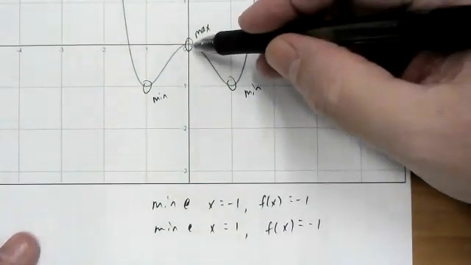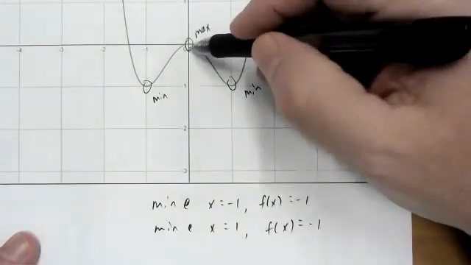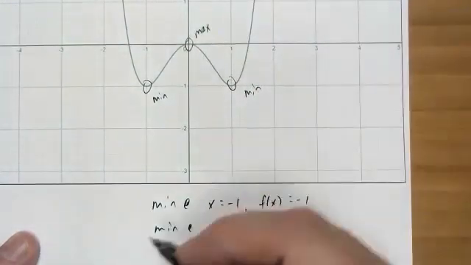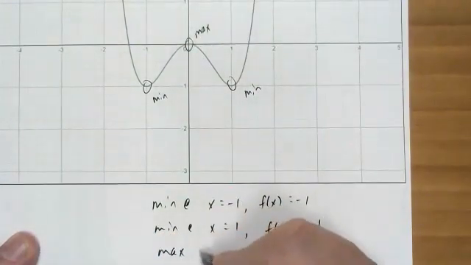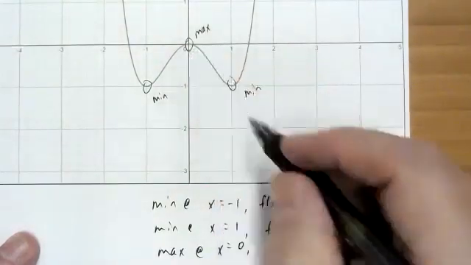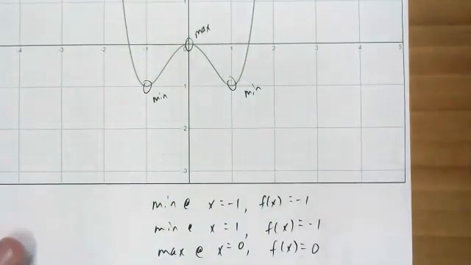Finally, here's my maximum. Looks like the maximum occurs when x is 0. This is actually my origin right here. This maximum is actually at the origin. So the maximum is when x equals 0. And what's the value of the function at that maximum? It's also 0.